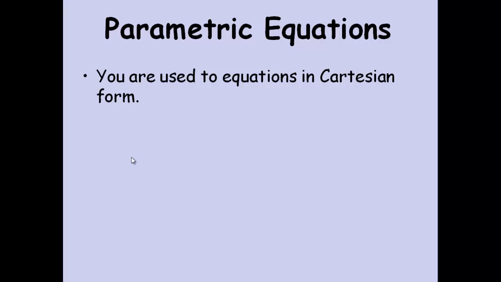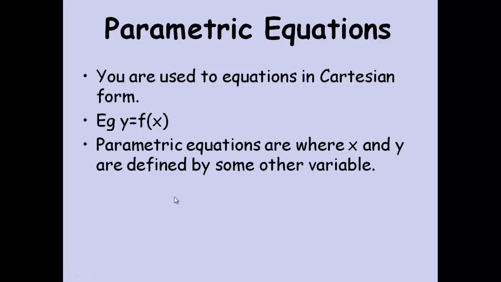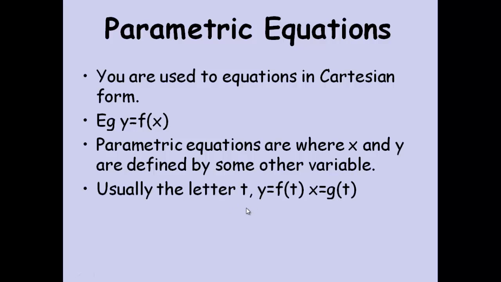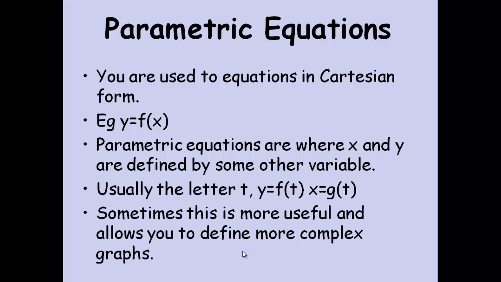So we're used to equations in Cartesian form, generally with y as a function of x. Parametric equations are where we express x and y by using some other variable, what we call a parameter. Usually we use the letter t, so we get y as a function of t and x as a function of t. It's often more useful to define equations in parametric form, and it enables us to graph some more complex functions.